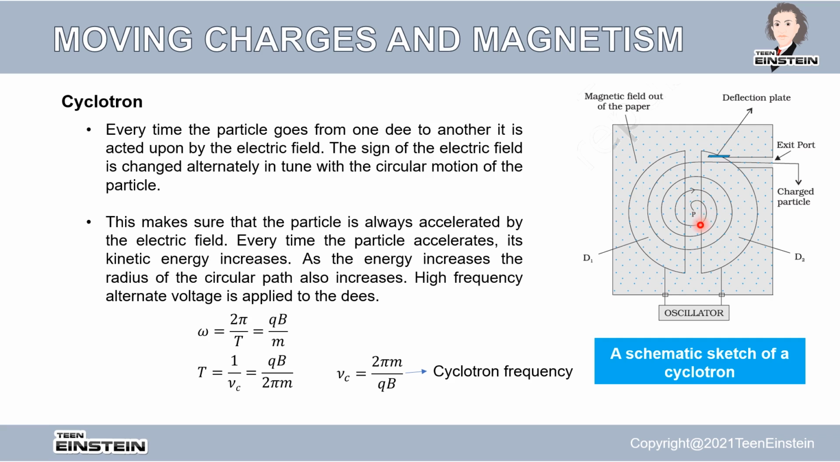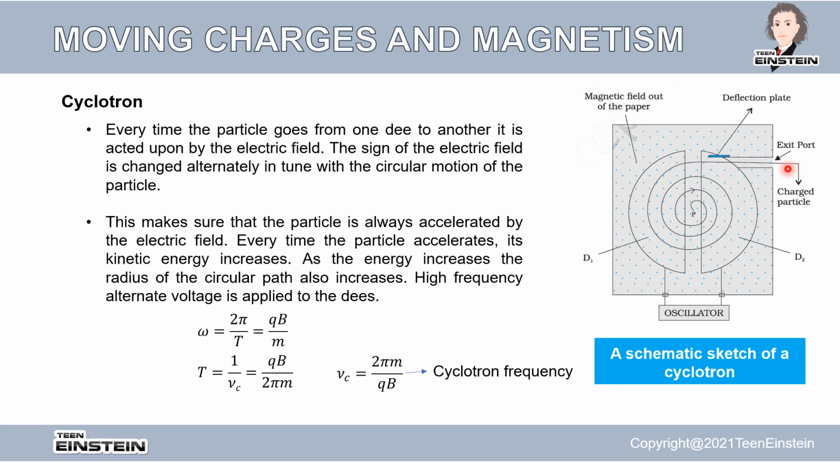Then it comes out of the D. Then again it gets accelerated because of the potential of the left hand D. Then again it goes here, again it makes a circular motion, it goes here, again it makes a circular motion. Like this it keeps continuing, and you see in every circle the radius of the circle keeps increasing, because every time it gets accelerated, the velocity increases. When the velocity increases, the radius also increases. And finally, when the radius of the circular motion becomes equal to the radius of the D, then it comes out. So there is an exit port here where the particle comes out.